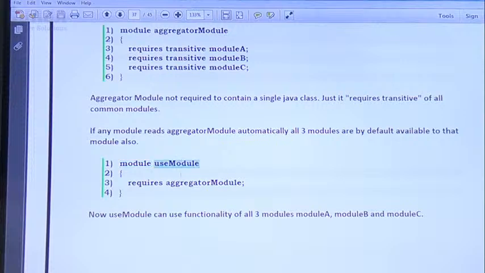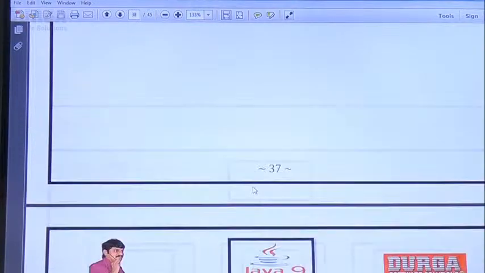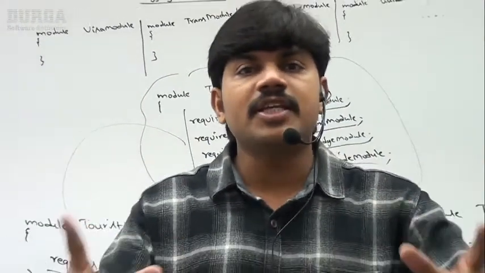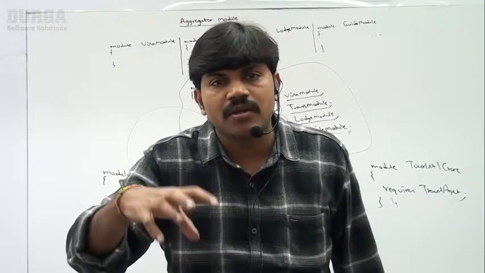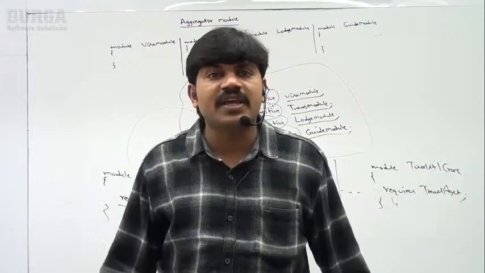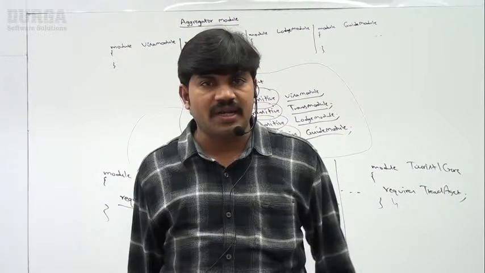Sir, the user module requires the aggregator module. So once the user module requires the aggregator module, automatically the functionality of module A, module B, module C is by default available to it. Remember that. Now the user module can use the functionality of all 3 modules A, B, and C. Sir, this is the meaning of the aggregator module, which is responsible to aggregate multiple modules' functionality in a single module, so that these common modules are by default available for all the other modules, right? Everyone can understand?